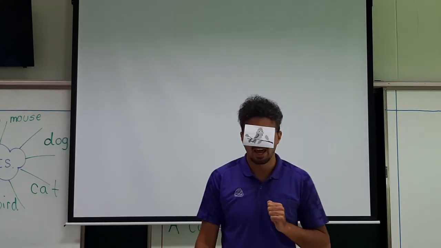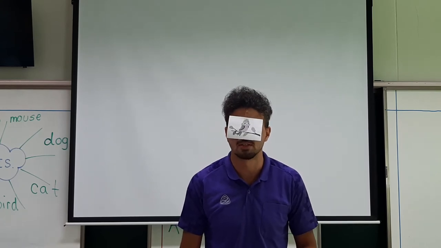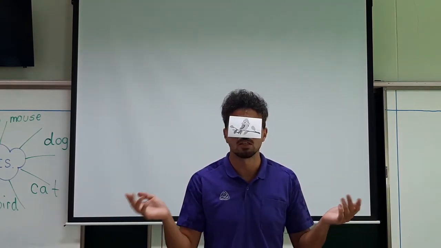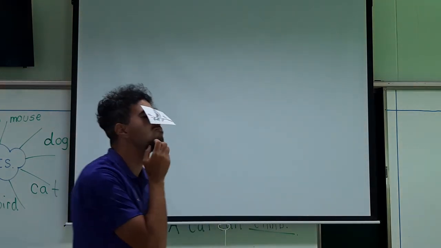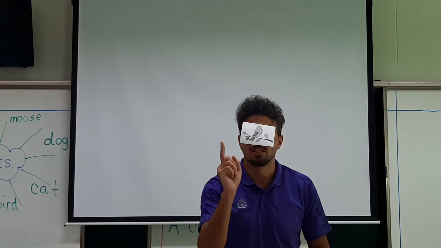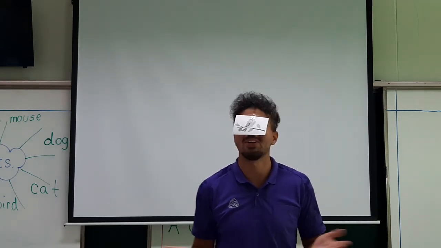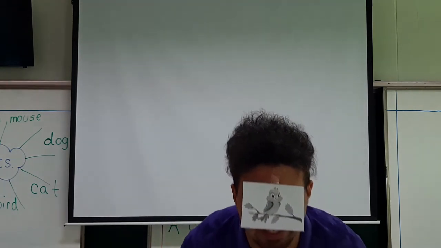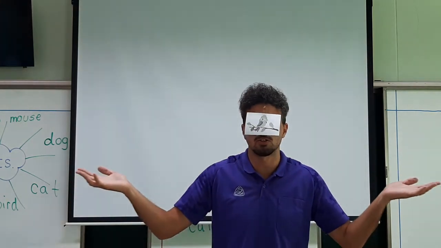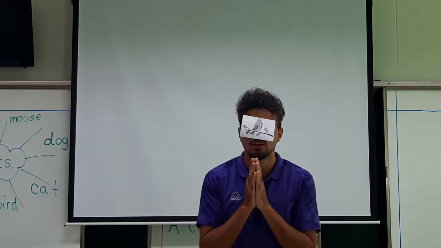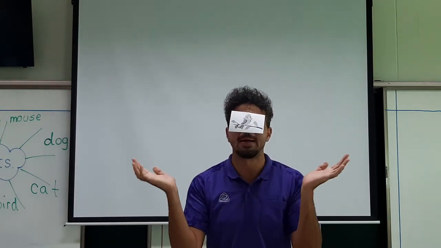Is it a hippopotamus? It is, isn't it? It's a hippopotamus. No? No, it isn't. What is it? Is it a crocodile? No? No, it isn't. What is it? I just don't know. Is it Teacher D? No? Oh, it's an animal. Okay. What animal is it?